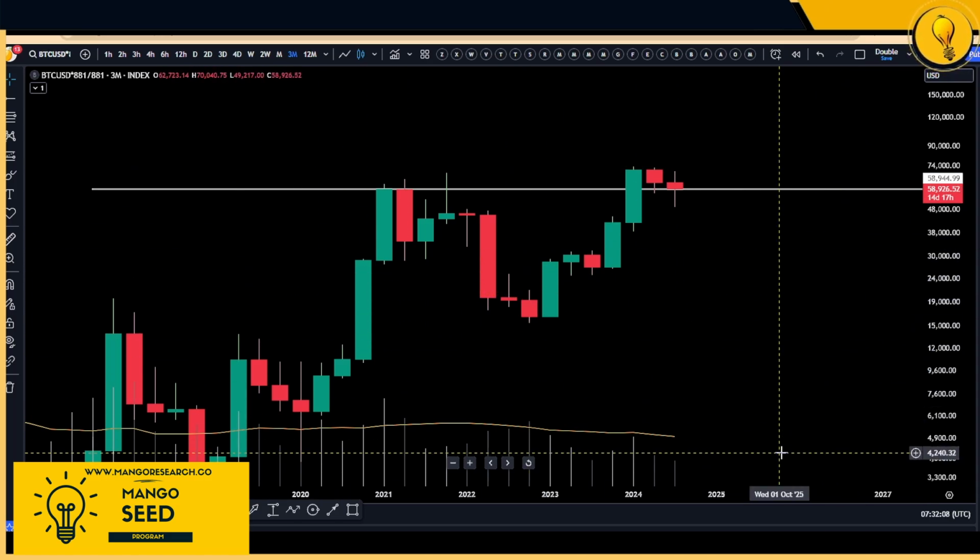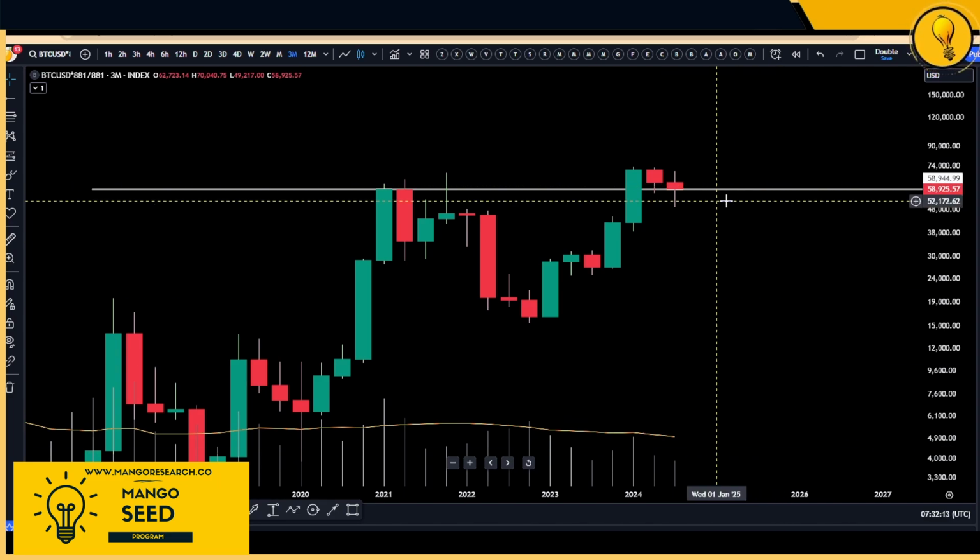We are seeing confluence now between the 3-month chart and the monthly chart. Remember, on the monthly chart, we're looking for Bitcoin to close around 60,500, right?